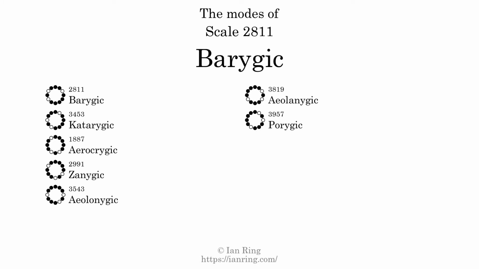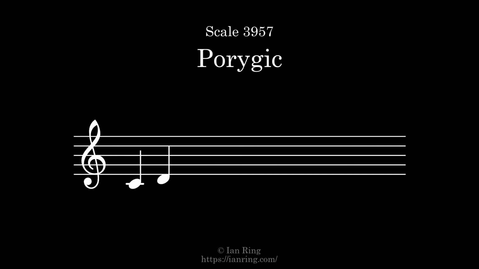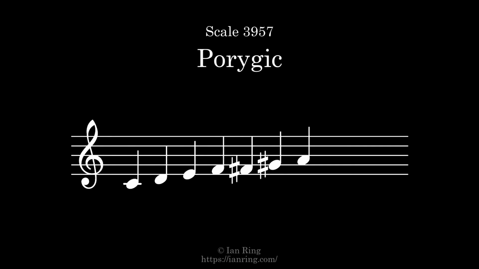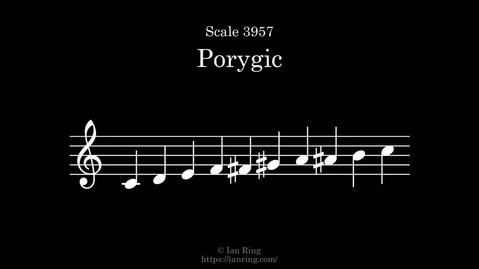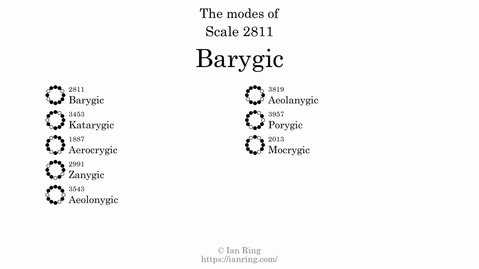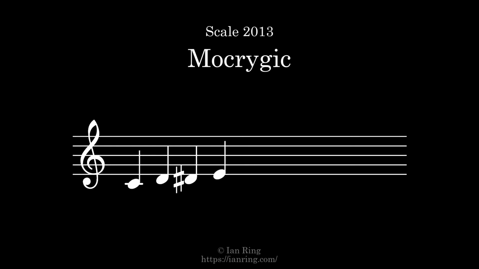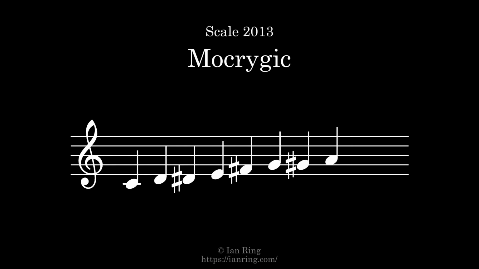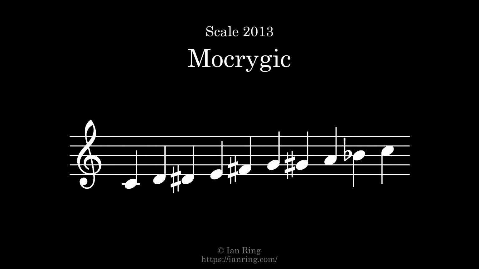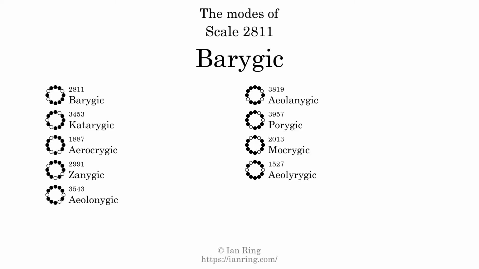The seventh mode is scale 3957, also known as Barygic. It sounds like this. The eighth mode is scale 2013, also known as Barygic. It sounds like this. The ninth and last mode is scale 1527, also known as Barygic. It sounds like this.